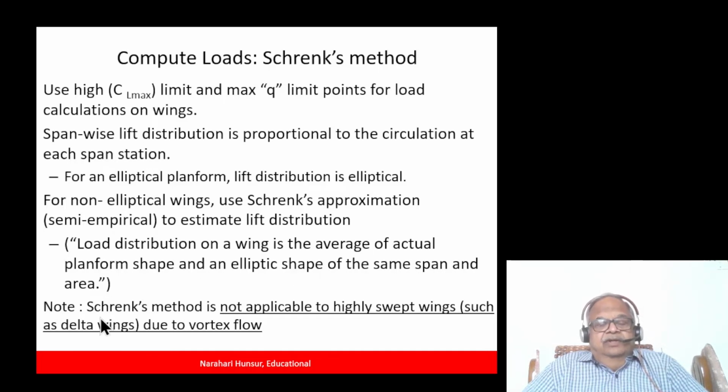A quick note here: Schrenk's method is not applicable to highly swept wings such as delta wings like Tejas or Mirage 2000. Because of the vortex flow, these wings have a different kind of loading structure. But for most commercial airplanes, where the wing sweep is close to 30 degrees and there are no funny vortices around, this can be used.